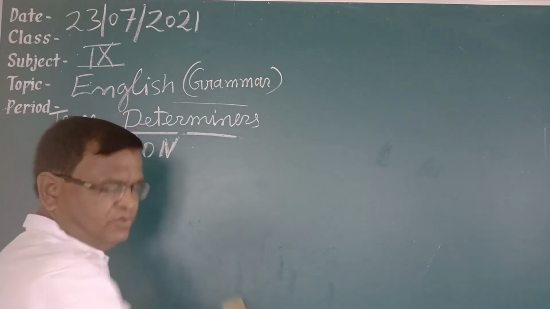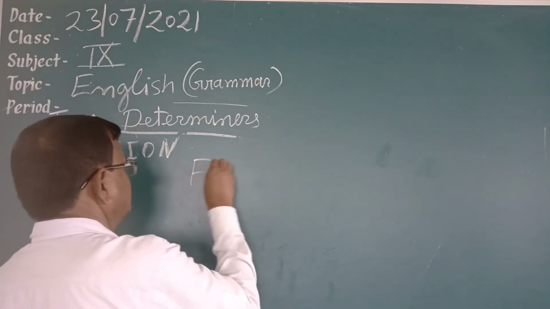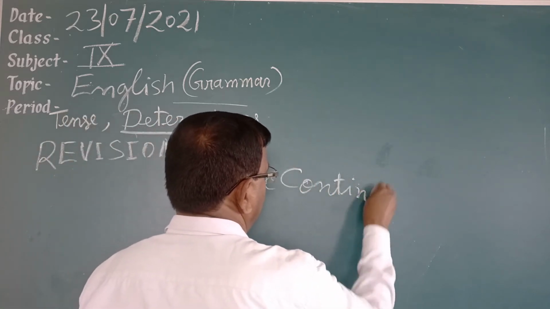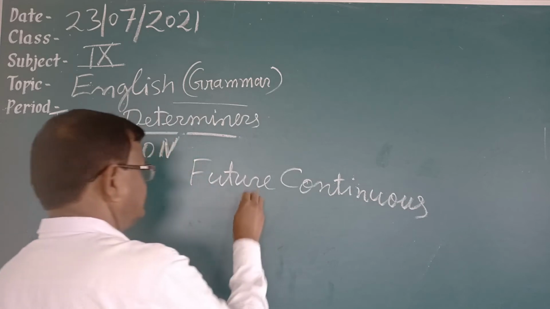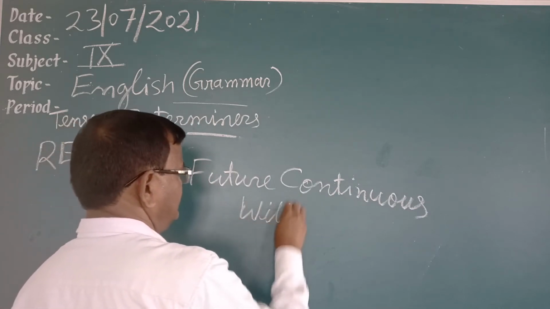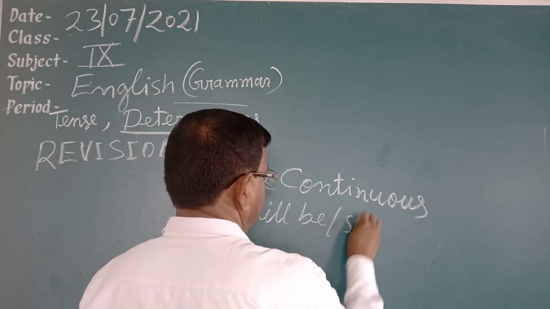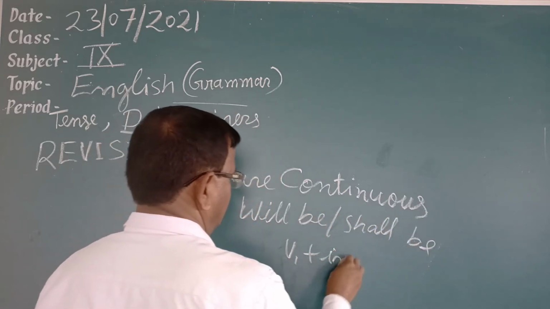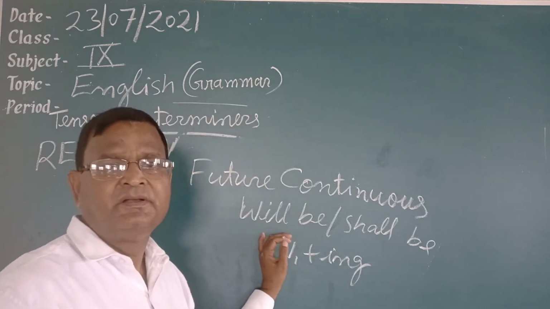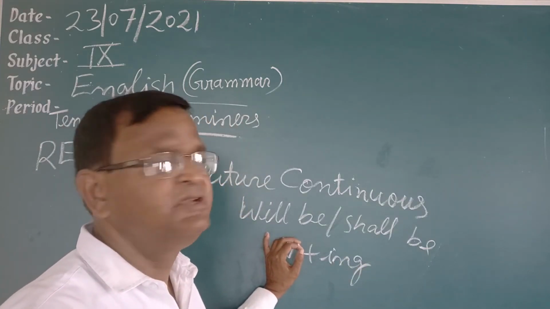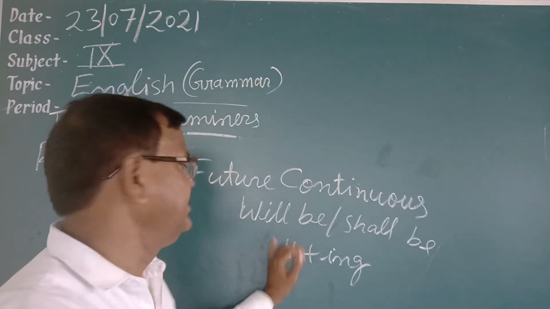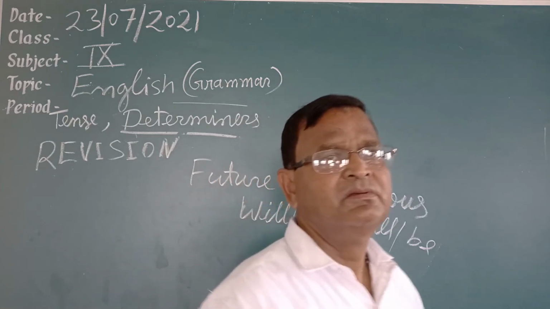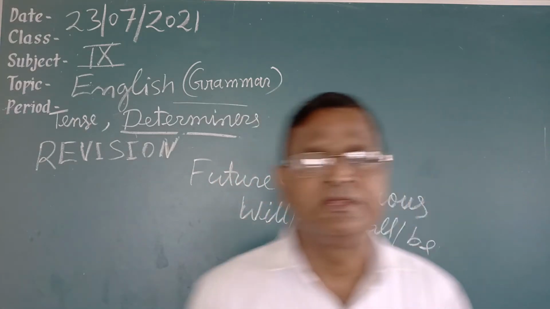Now see the second part of future tense, that is future continuous. In this tense, I have taught you that there are 2 helping verbs, will be and shall be, and verb first form plus ing is used. Like she will be writing a letter. I shall be walking in the garden. If negative, then after will or shall, not is used. They will not be playing cricket. My mother will not be cooking food.